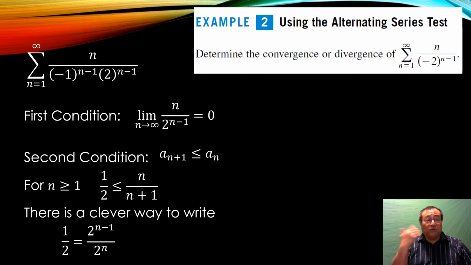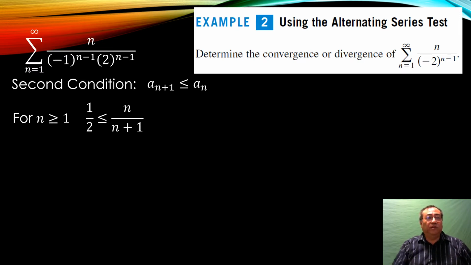2 is 2 to the first, 4 is 2 to the second. How about 16/32? That's 1/2. 16 is 2 to the 4th, 32 is 2 to the 5th. So that's a clever way to write it. And so what do we do? I'm going to look at this version of 1/2. I've rewritten 1/2 as 2 to the n minus 1 over 2 to the n.